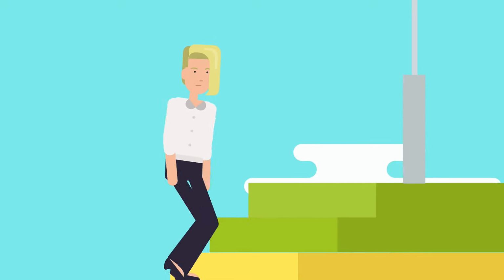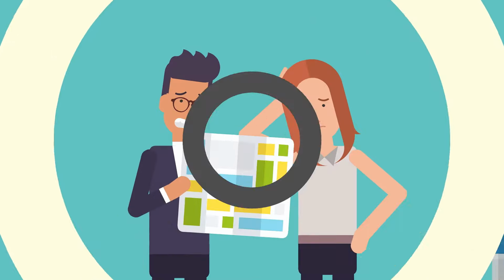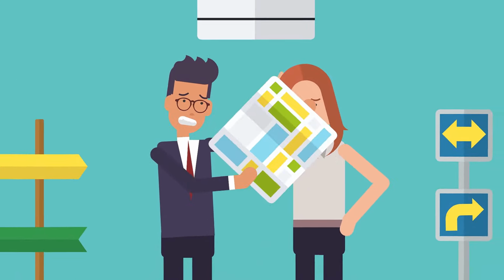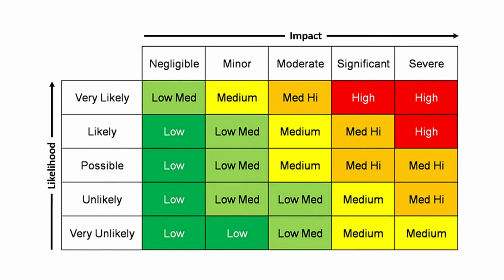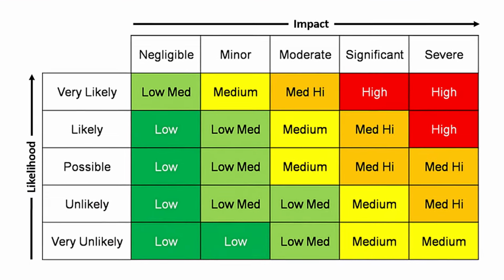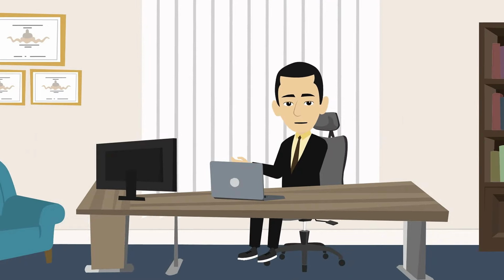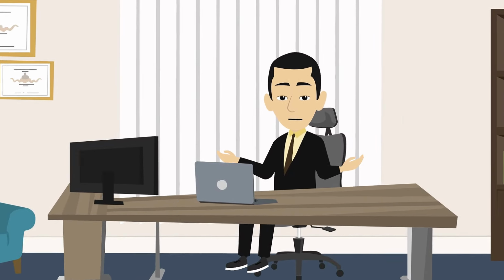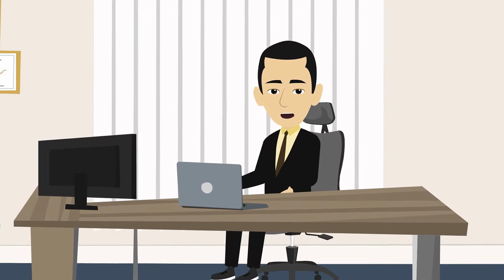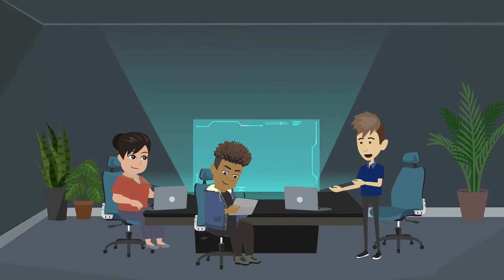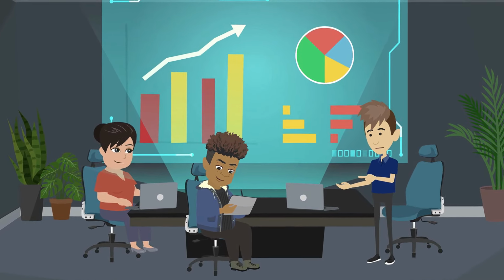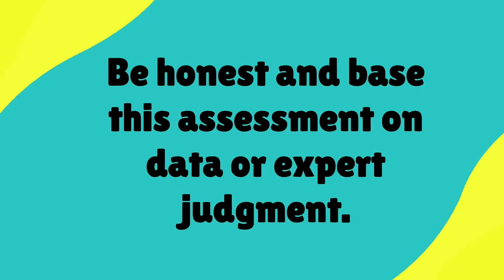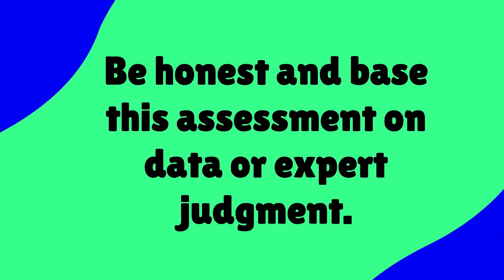Steps to implement the risk matrix framework. Here's how you can apply the risk matrix framework step by step. Identify risks. Start by listing all potential risks that could affect your project or decision. Use brainstorming sessions, historical data, and input from experts to cover all possibilities. Assess likelihood. Rank each risk by its probability of occurring. Be honest and base this assessment on data or expert judgment.